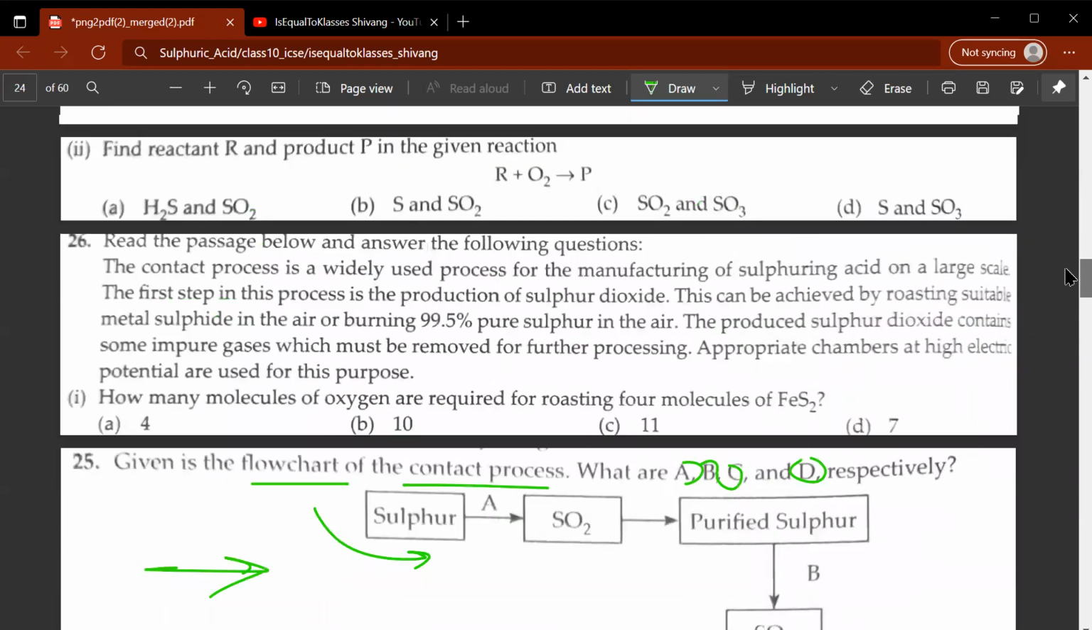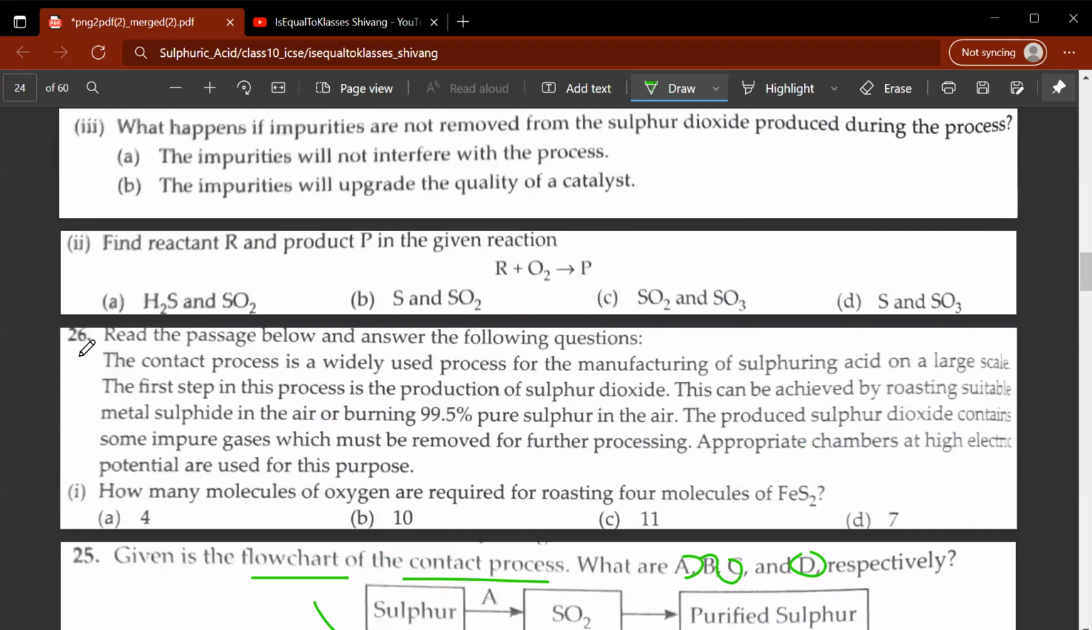Let's move on to the next question, 26th. Another read the passage question. So pause the video and try. The first question would be how many molecules of oxygen are required for roasting 4 molecules of FeS2? So the correct answer would be C, 11. The second question, find reactant R and product P in the given reaction. R plus O2 gives P. So this would be B, S and SO2.